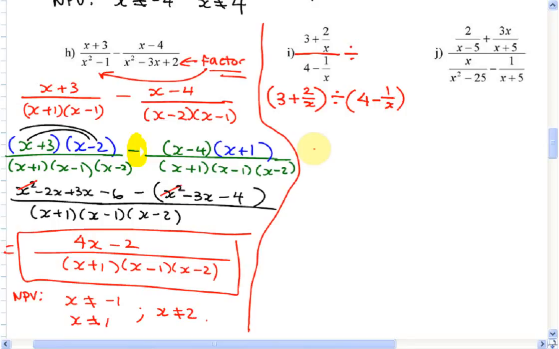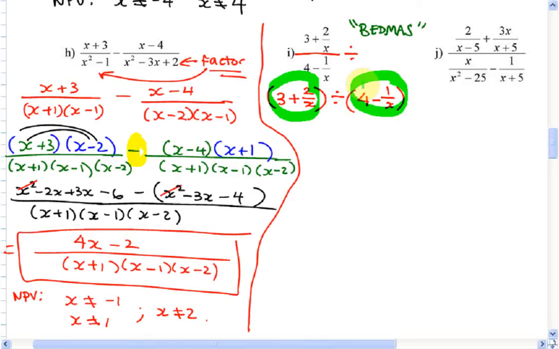Okay. So now I've got adding, division, and subtraction. Oh my. What do I do first? Division? Sure, but look, I've got brackets. So, remember BEDMAS? Brackets first. Can you help me simplify this bracket? And then, can you help me simplify that bracket?